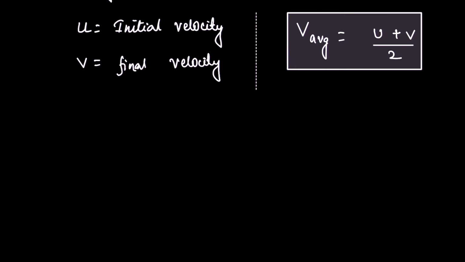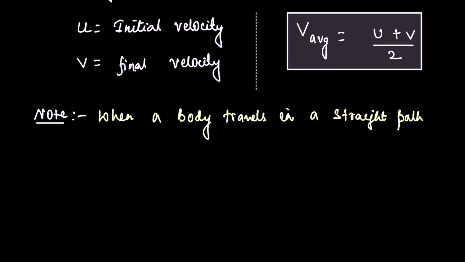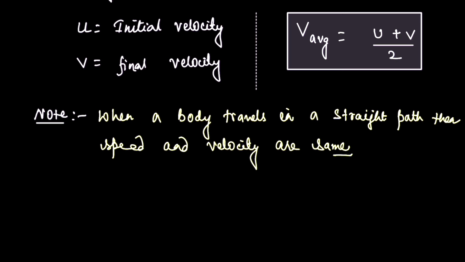One thing we can note down. When a body moves in a straight line or a straight path, then speed and velocity both are equal. Means we can use speed or we can use velocity.